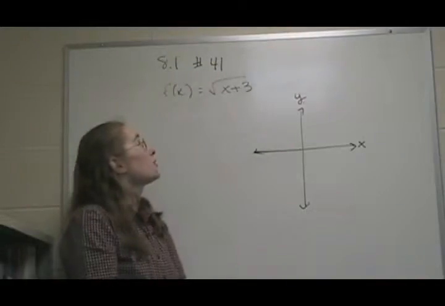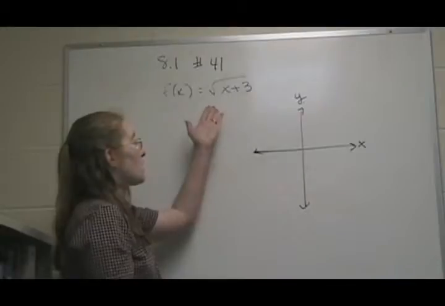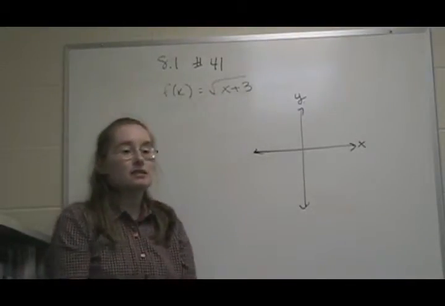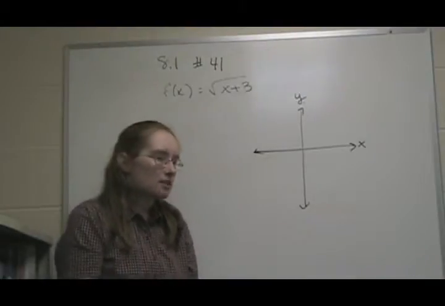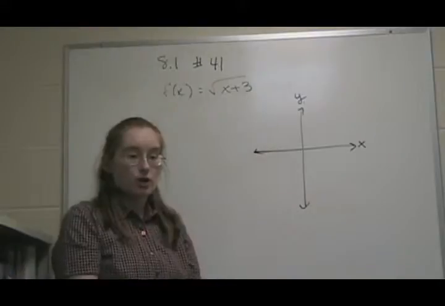Okay, we're doing number 41 in section 8.1, and we've been asked to graph this function, the square root of x plus 3, and we've been asked to find the domain and range. It's going to be easiest to find domain and range if we graph first. That's where we're going to start.